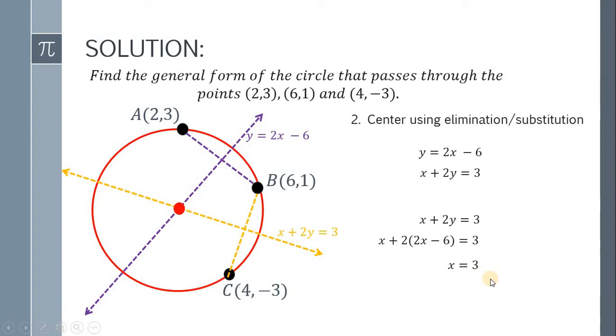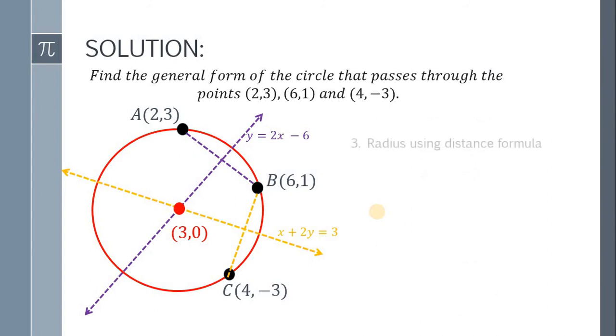Next, in order to solve for y, substitute the value of x into y = 2x - 6. So we have y = 2(3) - 6, and we get y = 0. Therefore, the intersection of these two perpendicular bisectors is (3, 0). And also, (3, 0) is the center of our circle. Next, since we have the center, we can now find the radius of this circle by using the distance formula.